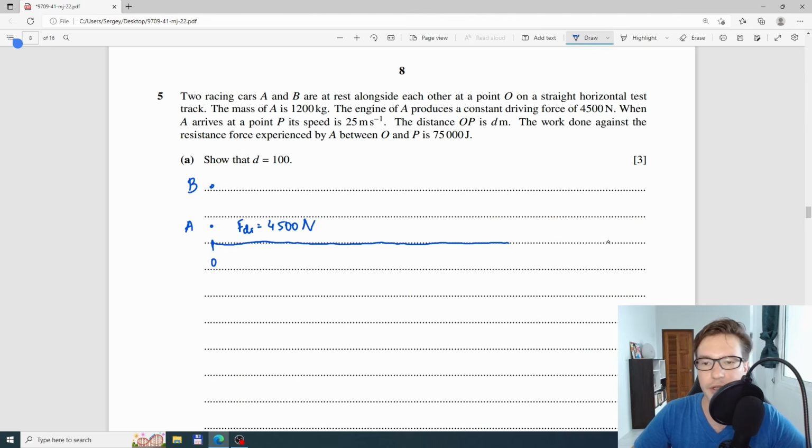Now we also have point P somewhere, and A arrives at point P with a speed of 25 meters per second. Okay, so V equals to 25 meters per second. The distance OP is d meters. And the work done against the resistance experienced by A between O and P is 75,000 joules. Let's write it down as well. Work against resistance equals to 75,000 joules.